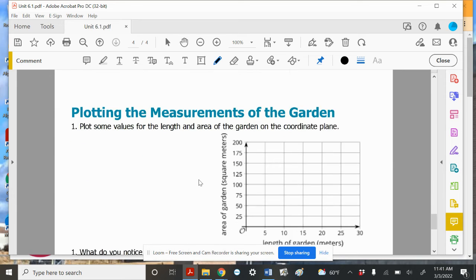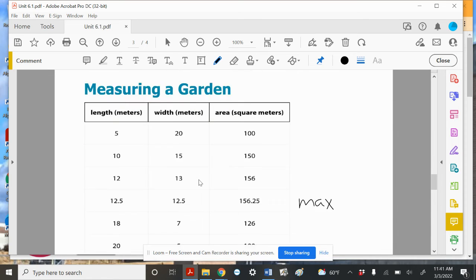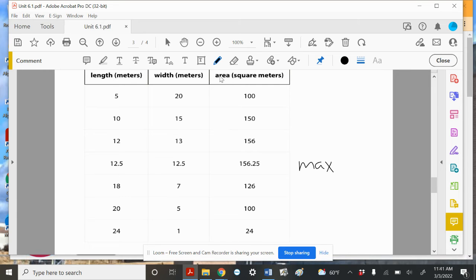So the last part is plotting. What we're going to do is plot those numbers. I'm going to use this one, it looks a little nicer for the table. So we're plotting the length versus the area. We want the length and the area is what we're plotting in this particular case.